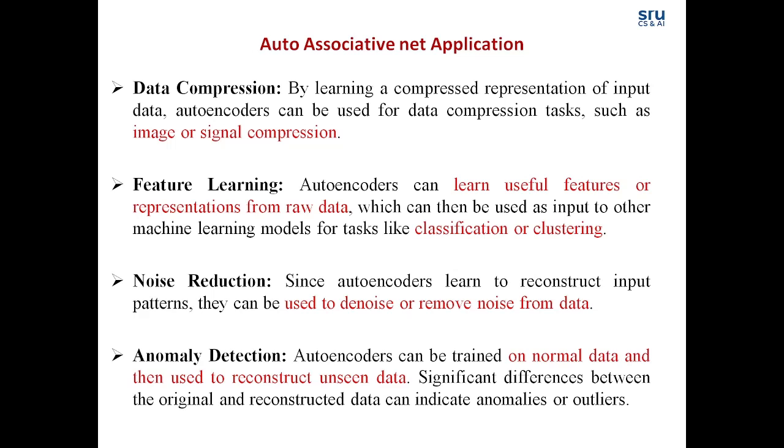Noise reduction. Autoencoders learn to reconstruct input patterns. Therefore, they can be used to denoise or remove noise from the data. Anomaly detection. It can be trained on normal data and then used to reconstruct unseen data. A significant difference between original and reconstructed data can indicate anomalies or outliers.